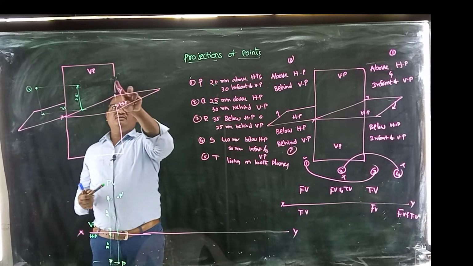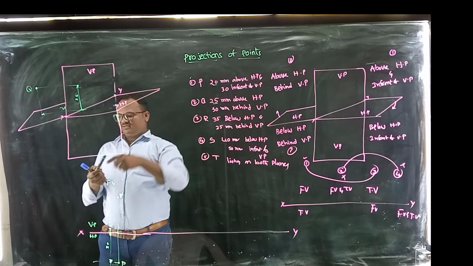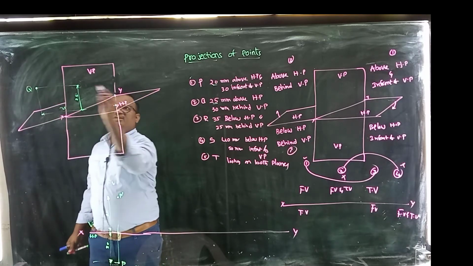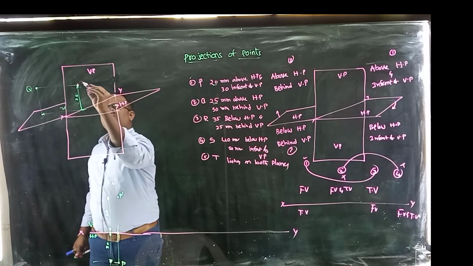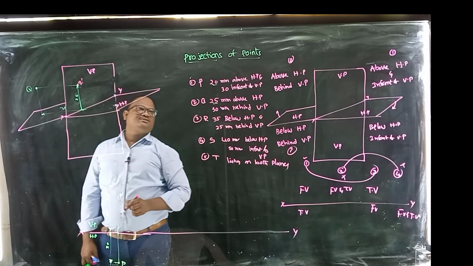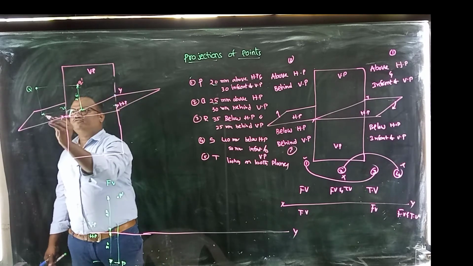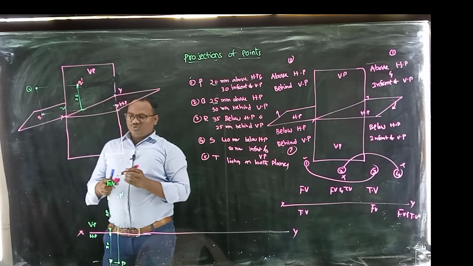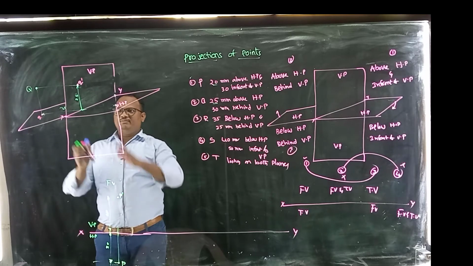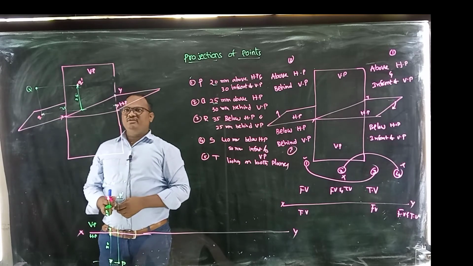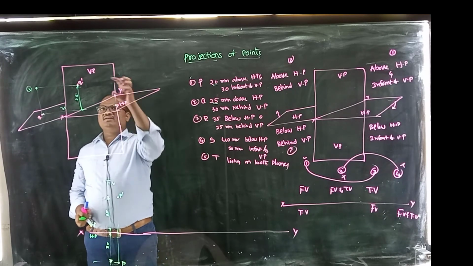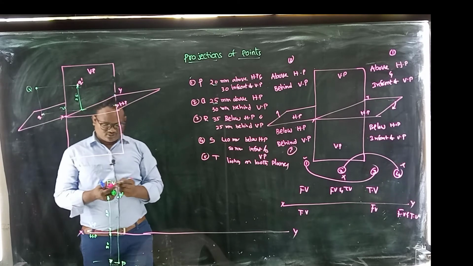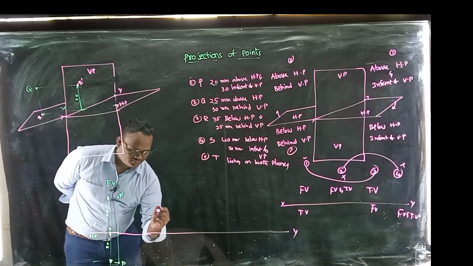Always observe the object from this direction. The front view we will get here only, that is Q dash. The top view we will get here only, that is small q. So image on VP is constant. Coming to the answer, what is the image on VP here? 25 mm q dash. So first of all draw that.